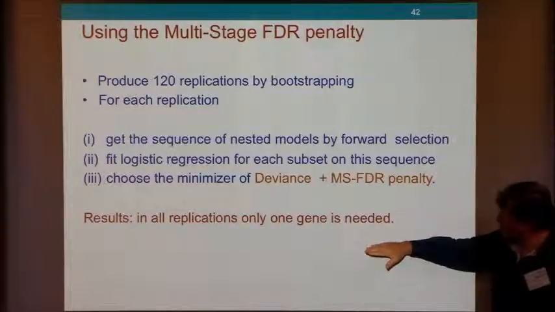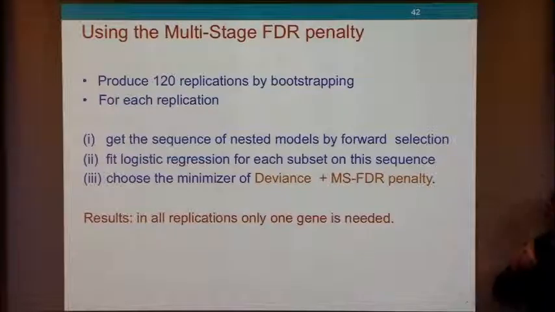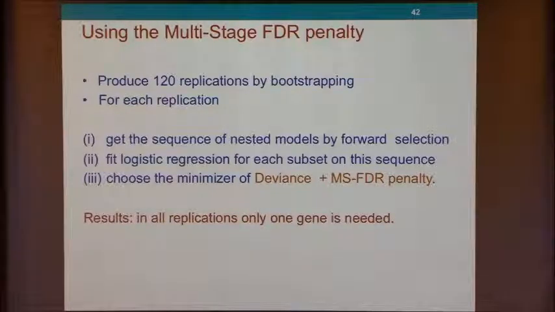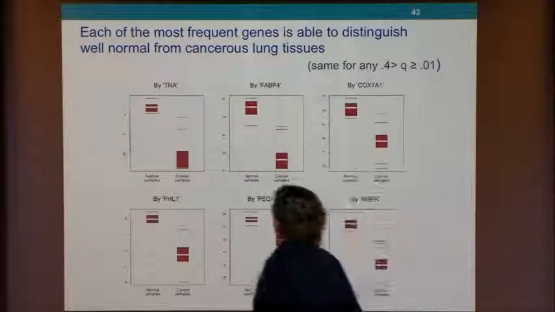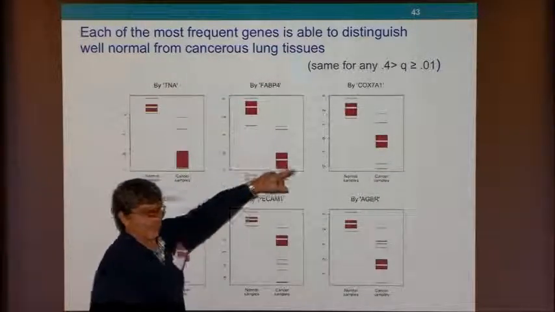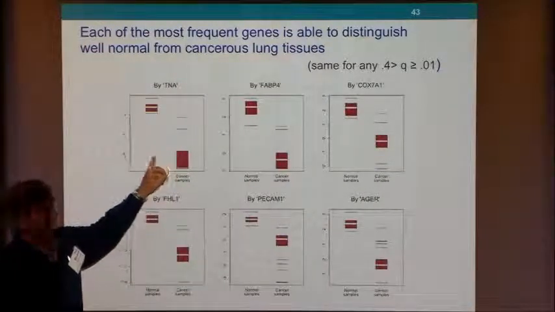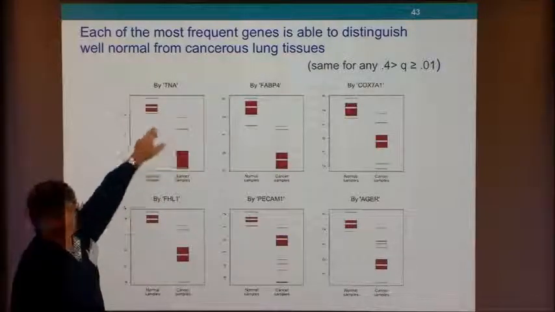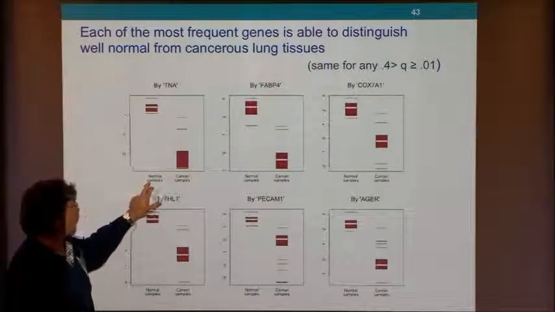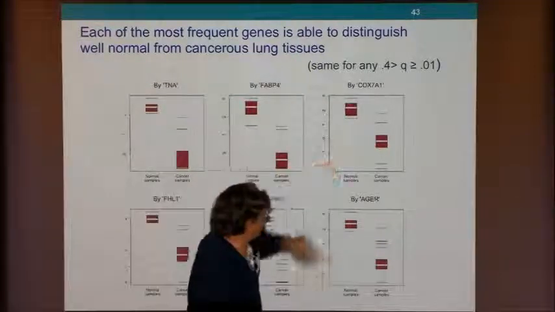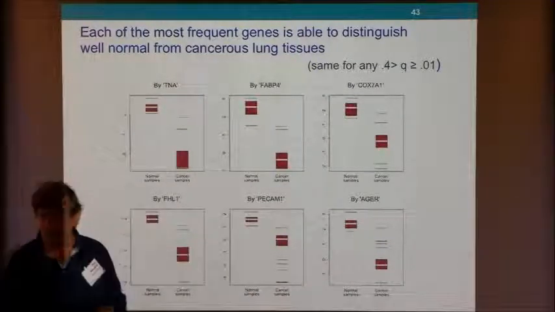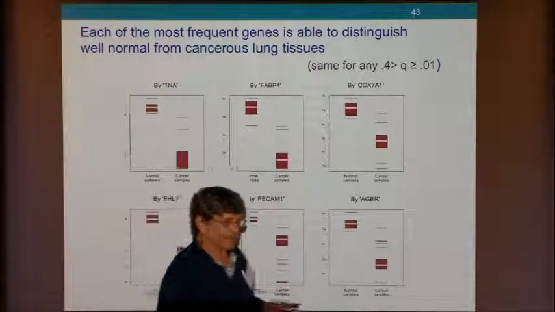And the result was that in all replications, only one gene was needed. No more than one gene. And here is the box plot of the separation by the top genes in this case. So for the 6 top ones by themselves, this one perfectly distinguished between the normal and the cancer. And so is this one, and this one except for one. All the others except for one patient distinguish entirely.